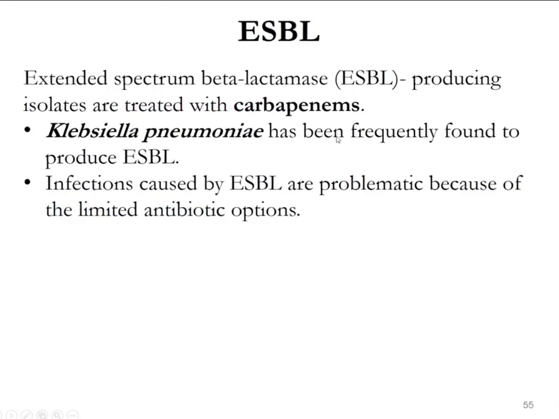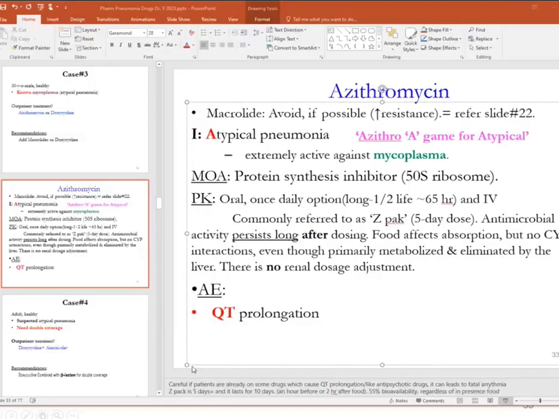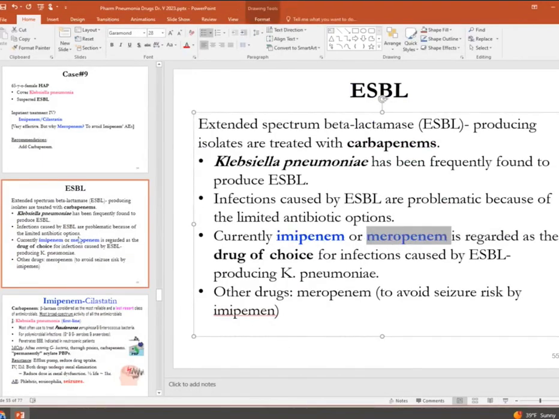So extended spectrum beta-lactamase producing isolates are treated with the carbapenems, all those penem drugs: imipenem, meropenem, ertapenem, all those. This can kill Klebsiella pneumonia. Klebsiella pneumonia has been frequently found to produce this beta-lactamase. That is the reason we are picking that drug. Okay, infection caused by all the extended spectrum beta-lactamase, you can use it. Currently, imipenem or meropenem are the drugs of choice for infections caused by extended spectrum beta-lactamase.